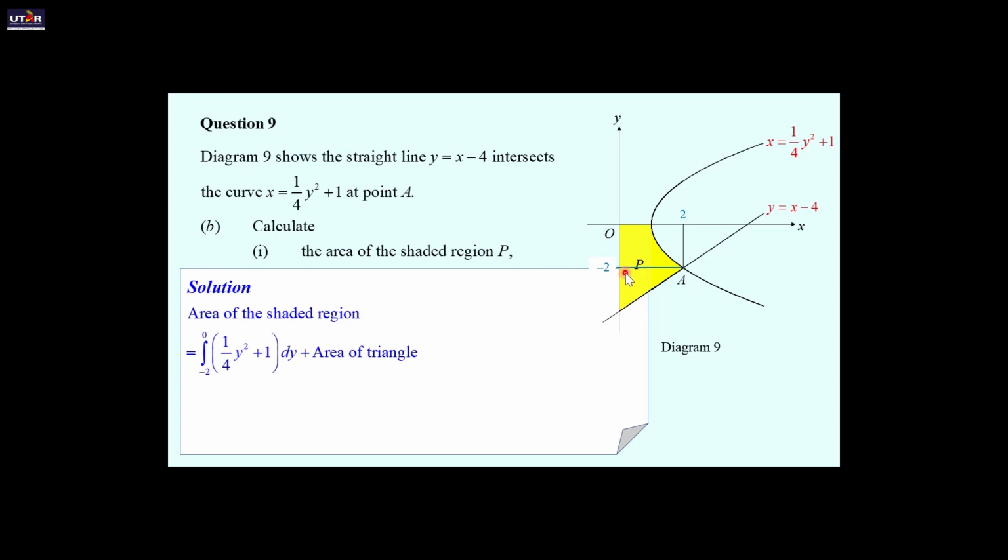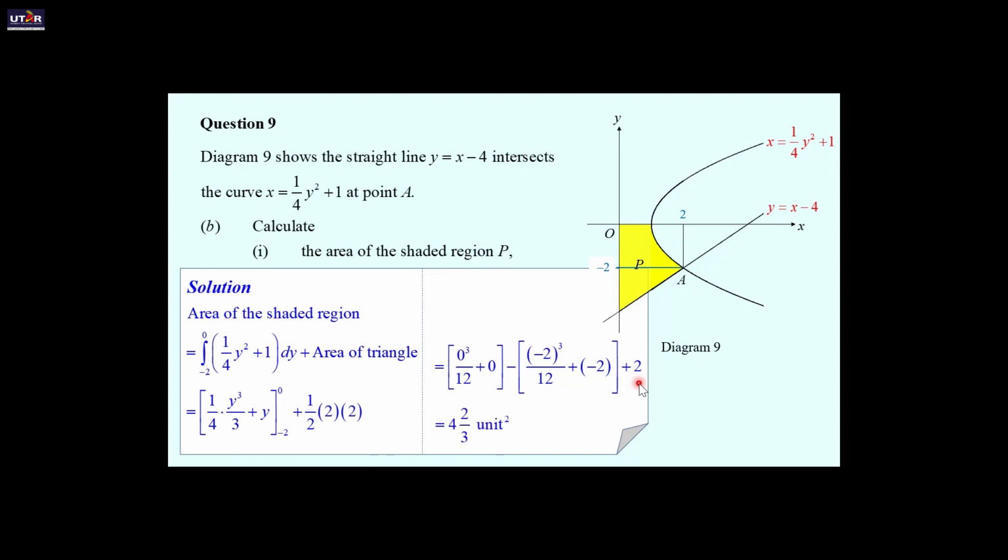So this gives you the height of the triangle as 2 units, and also the base of the triangle 2 units. So by performing the integration, it will give you y cubed over 12 plus y. And then you have to evaluate the integral, where the area of the triangle is half multiply the base 2 units and also the height 2 units. Therefore, by evaluating the integral added along with the area of the triangle, 2 units square, this will give you the answer 4 and 2 over 3 units square.